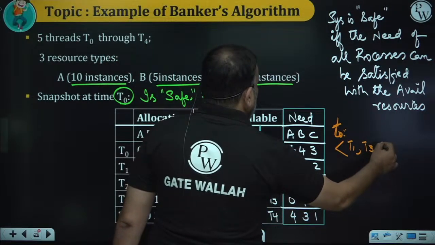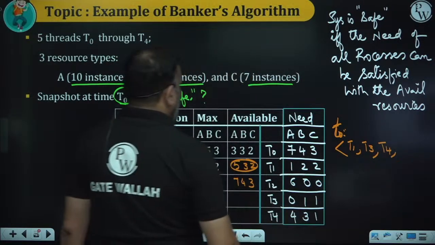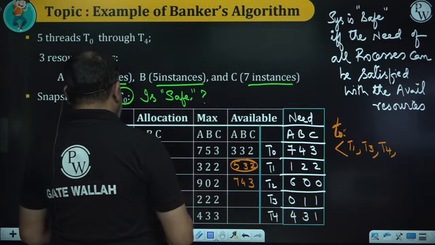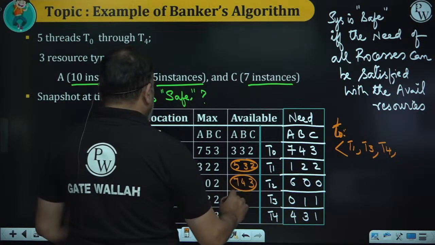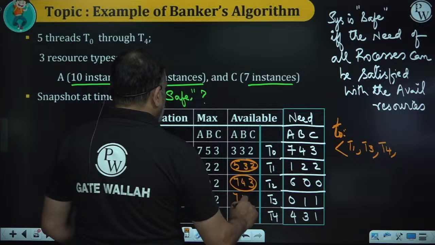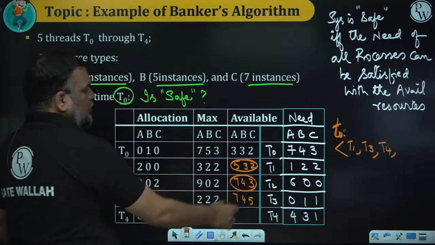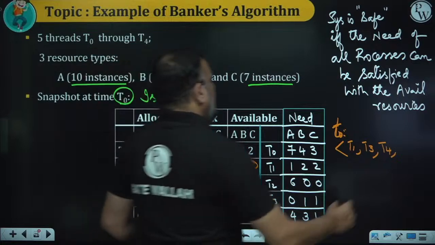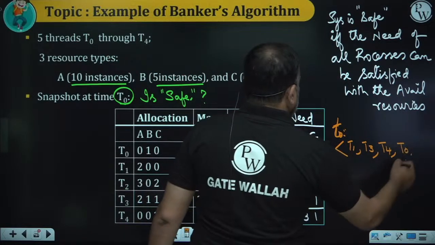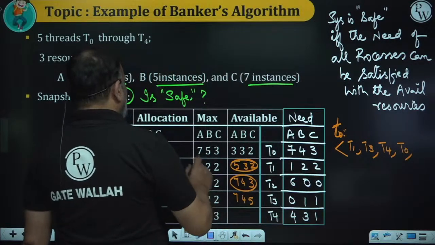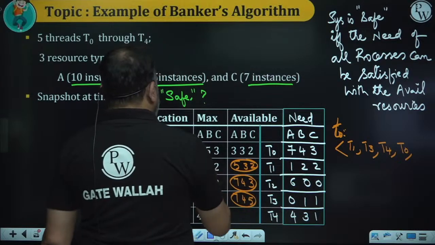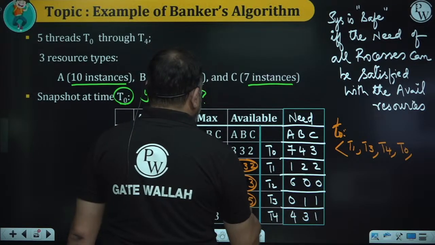हम सीक्वेंस में जाएंगे. Let us complete the need of T4. So T4 need 431. I have 743. So after completing T4, my new available will become 745. 743 plus 002, 745. फिर 745 के बाद क्या होगा? We can take up T0. तो T0 का अगर satisfy करोगे तो आपका new available क्या बन जाएगा? 010 should be added to this, so it becomes 755.